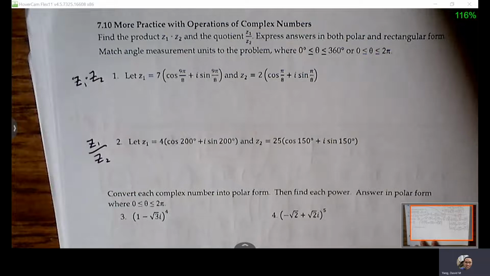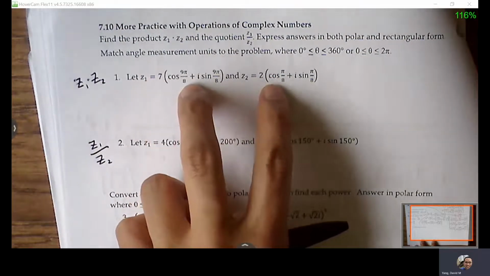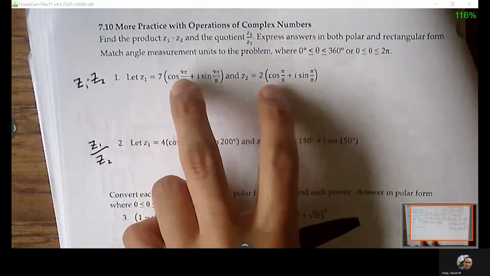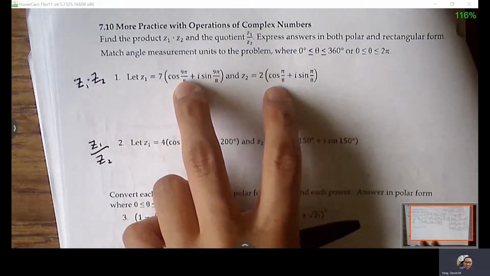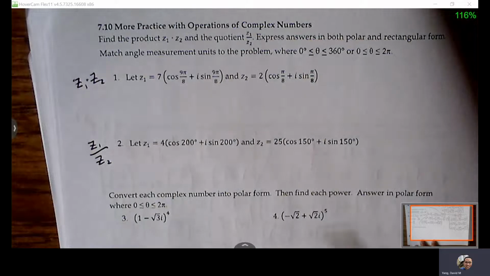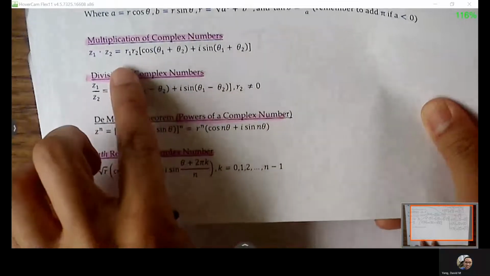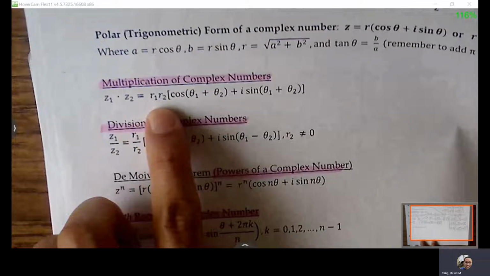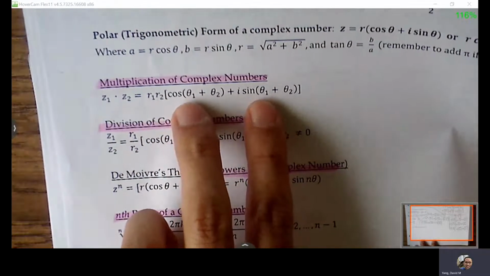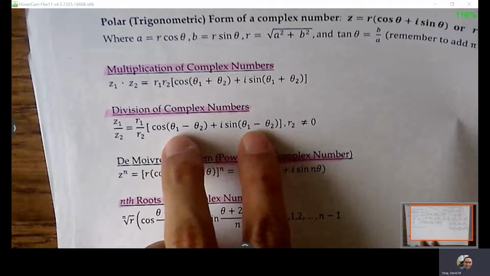So if you go to page 34, you see the formula there, right? With product, you're going to be multiplying your radius, but adding the degrees or adding the radian measures. And then for number 2, you're going to do quotient. So product, you multiply the radius, but add the theta. For quotient, you're going to divide the radius and subtract the theta.